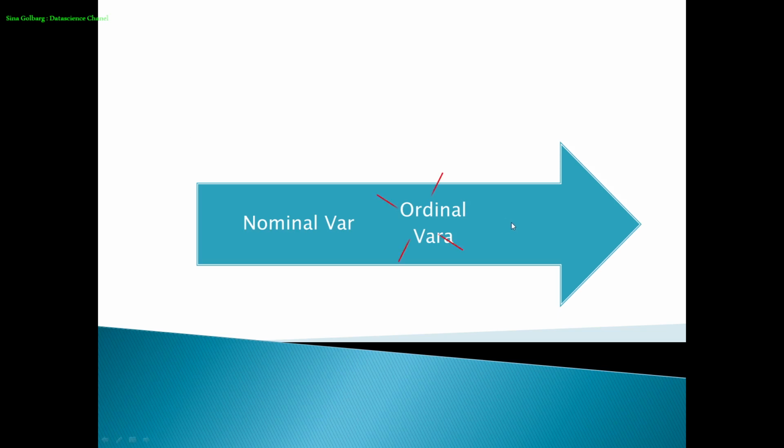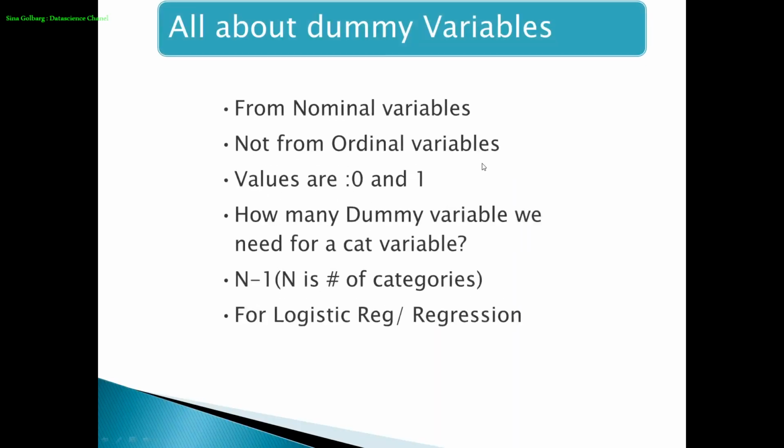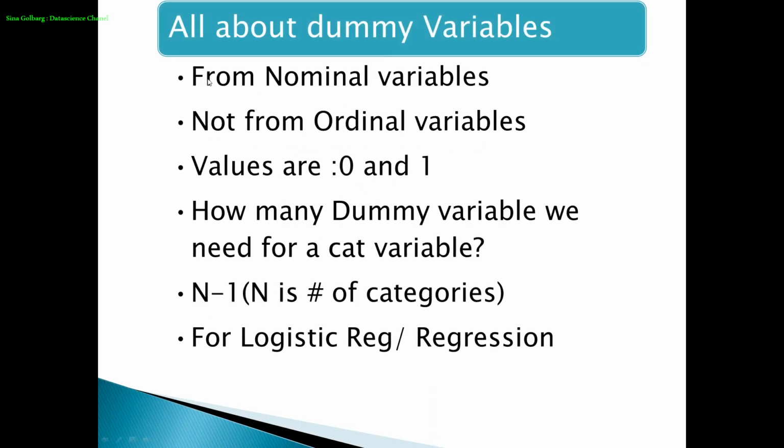So dummy variables come from nominal variables. How do we do that? Let's summarize here. Dummy variables come only from nominal variables, not from ordinal variables. The value is 0 or 1. And how many do you need? It's only n minus 1. What is n? n is the number of categories. We need this for logistic regression or regression, and as I said, for some machine learning methods.